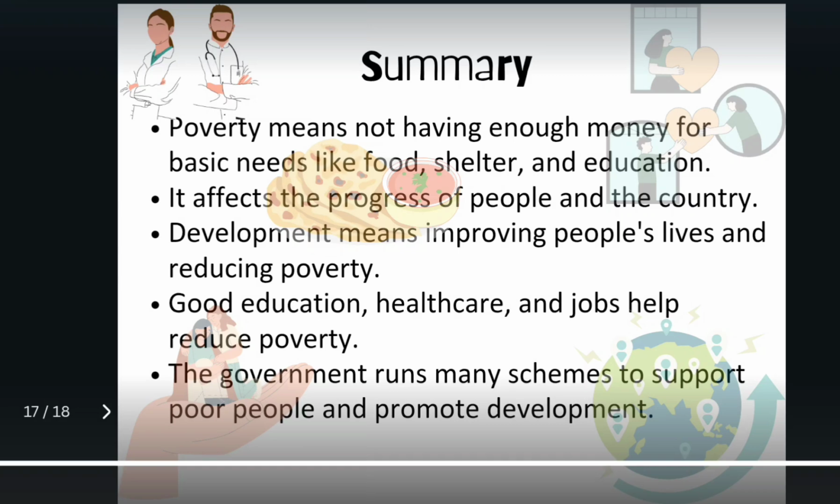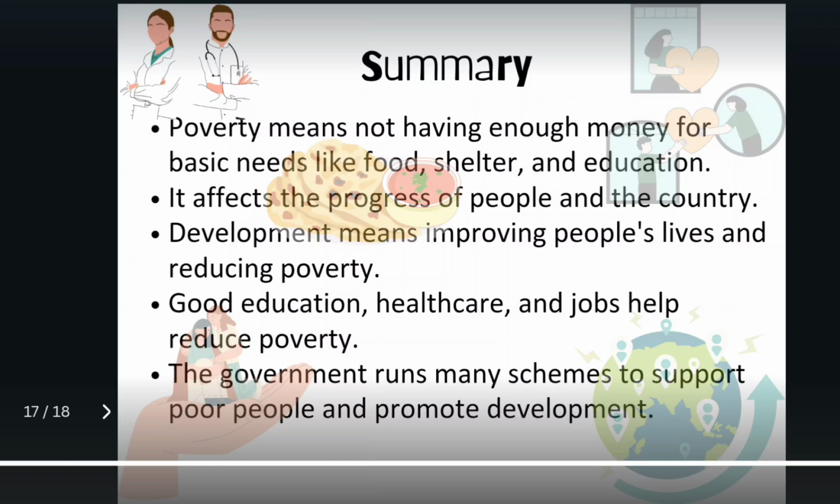Now let's summarize what we tried to understand in this whole video, this topic, that poverty means not having enough money for basic needs like food, shelter, education, as simple as clean drinking water and sanitation. It affects the progress of people and the country, isn't it? When people are unemployed, they are not in good condition, they are unhealthy, or they are lacking basic needs, right? So that's when it affects the people, the individual, and then eventually the country.